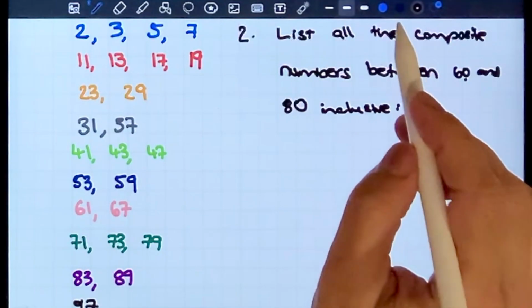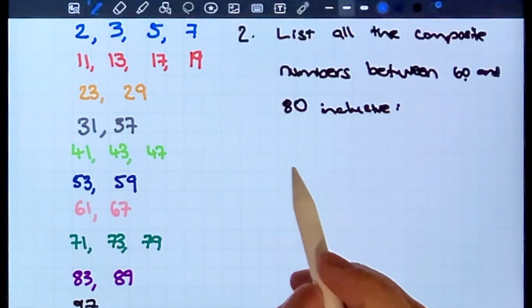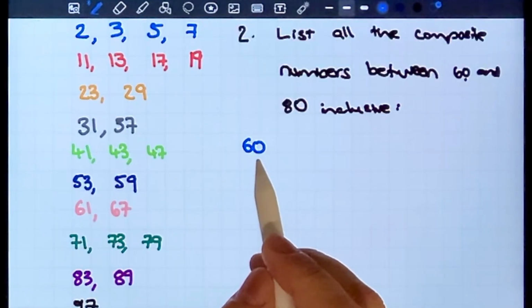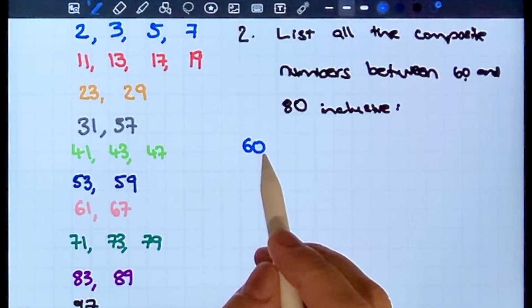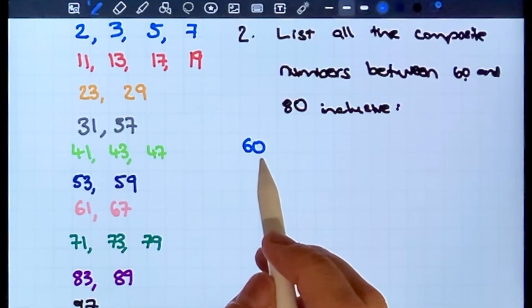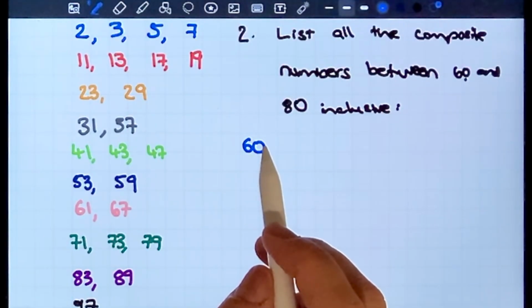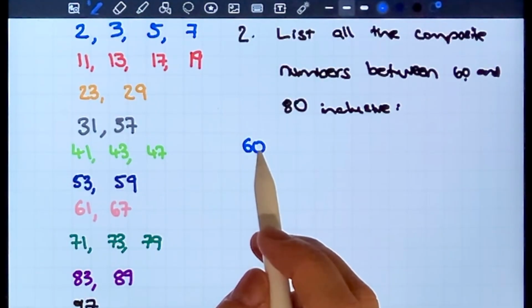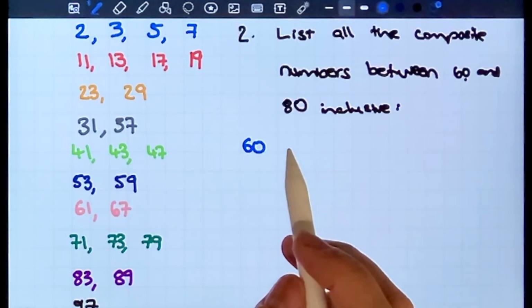So I'm going to start. Number 60 is an even number, so it's divisible by 2, and it also ends in 0, which means it's divisible by 5. So I can already see that it's got more than 2 factors, because it's also divisible by 1 and itself. So it's a composite number.